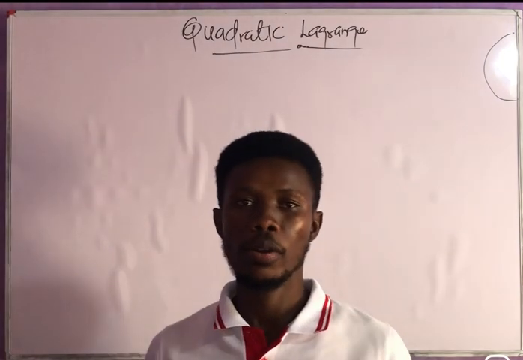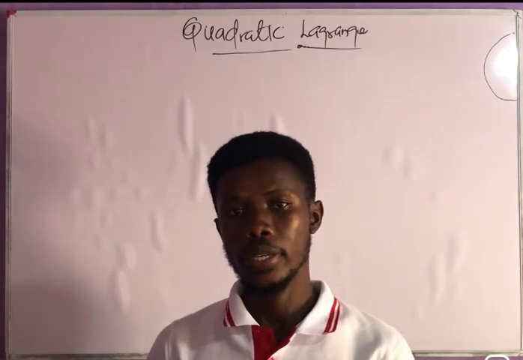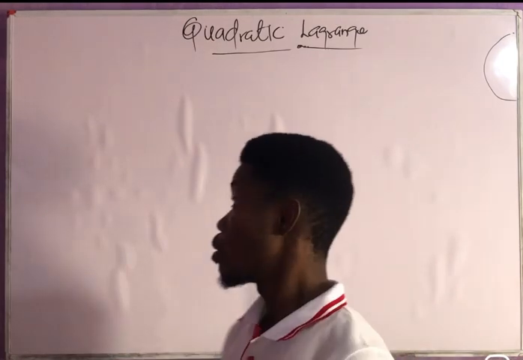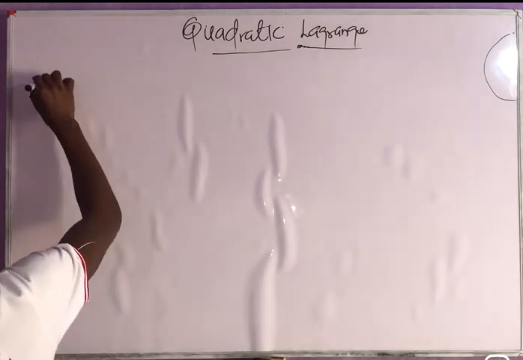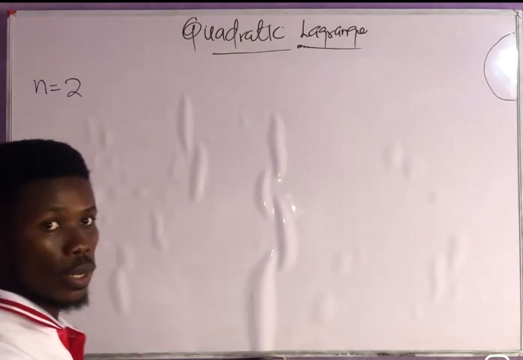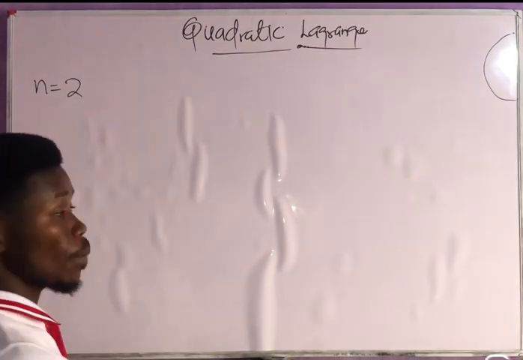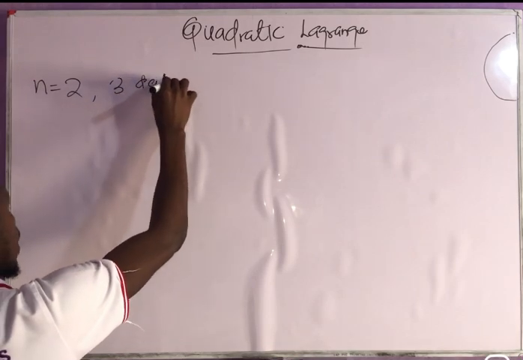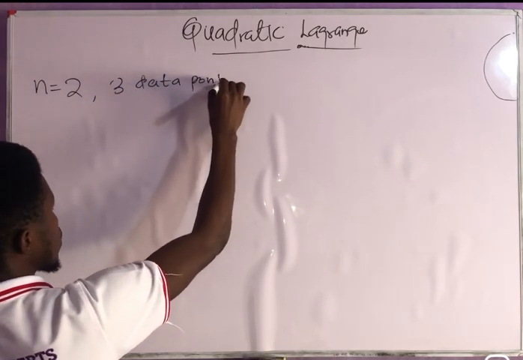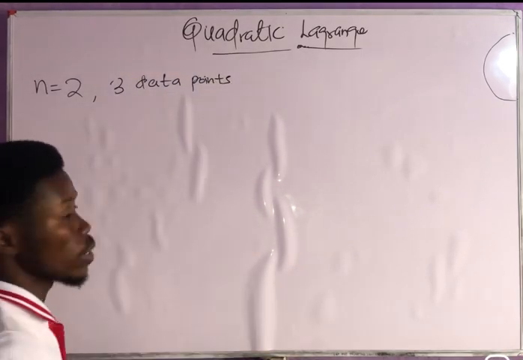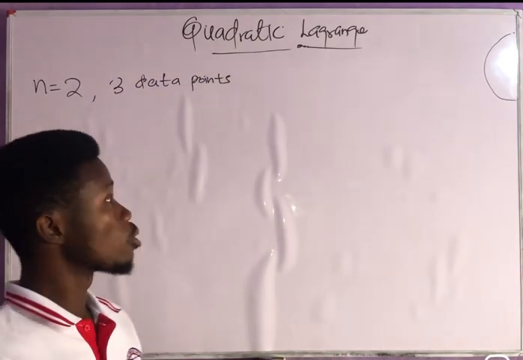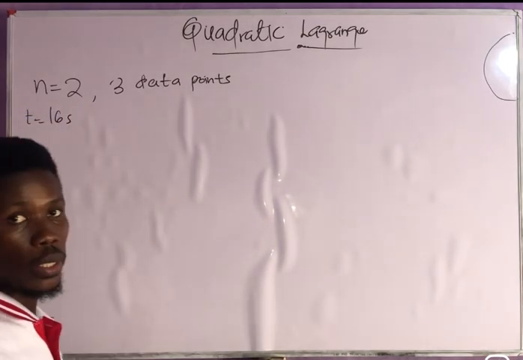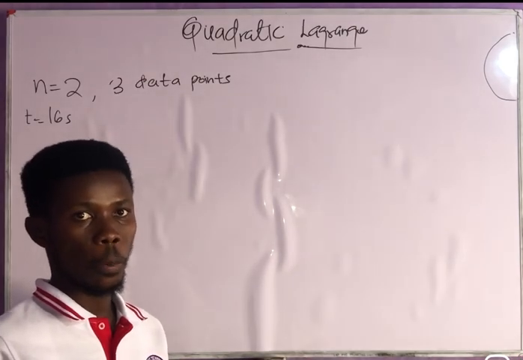Okay, so now let's look at the quadratic Lagrange. You have already looked at the linear side, so you look at the quadratic. For quadratic, our n is 2. So how many data points are you going to get? You are going to have 3 data points. So we are looking for t equals 16 seconds.